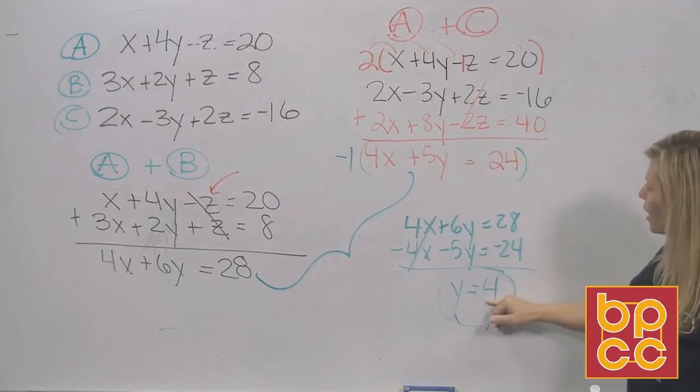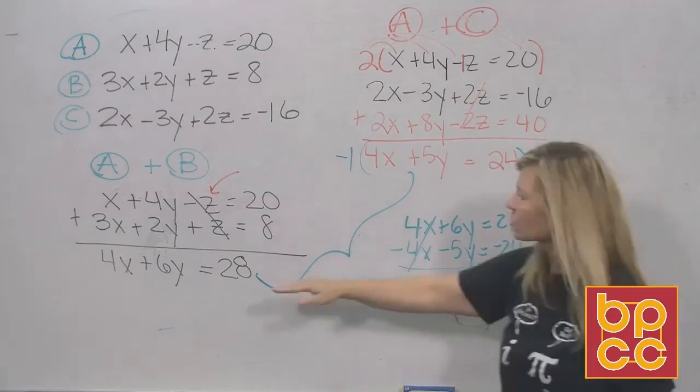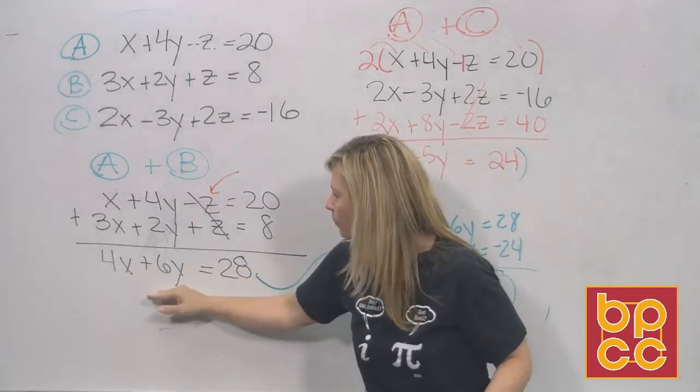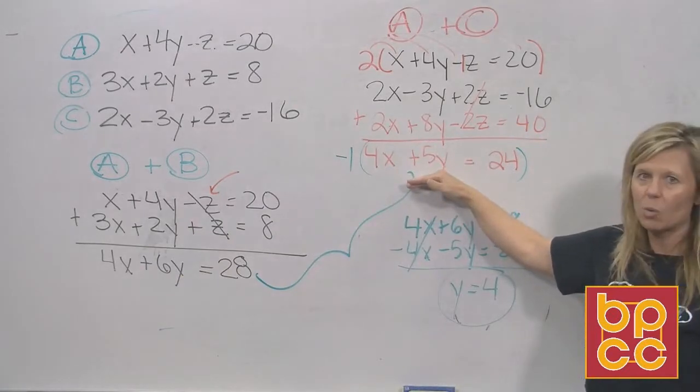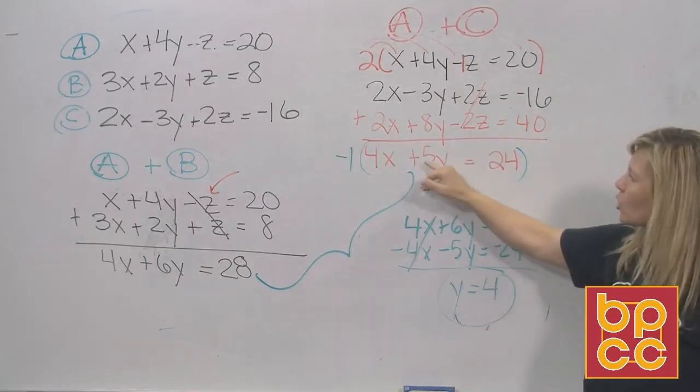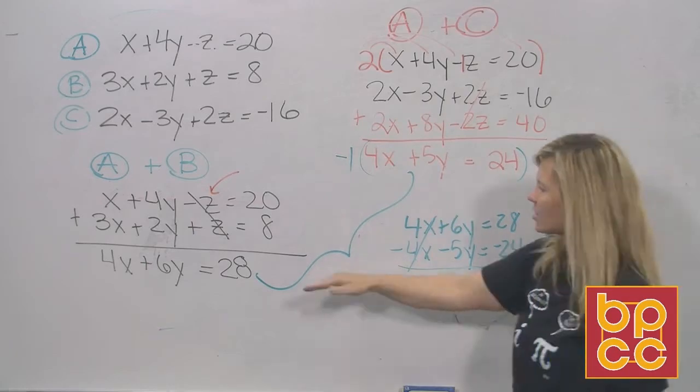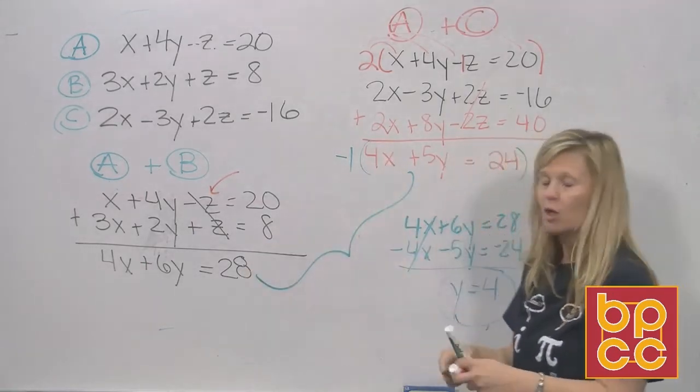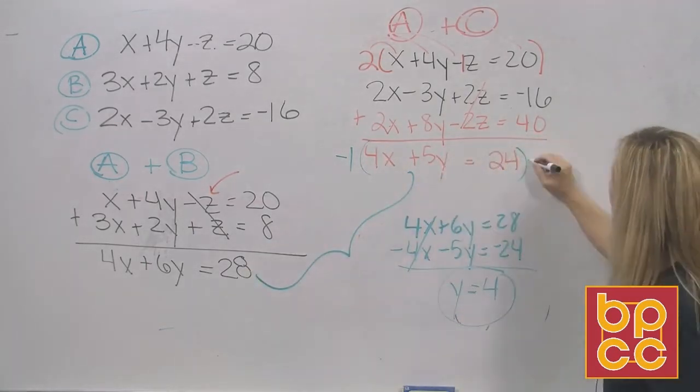Now that you got y as 4, we either can go back to this equation that just has an x and a y, or this equation that has an x and a y. Because if we know what y is, we can get x. It doesn't matter which one of these we go back to, just pick one. So I'm going to go to this one.